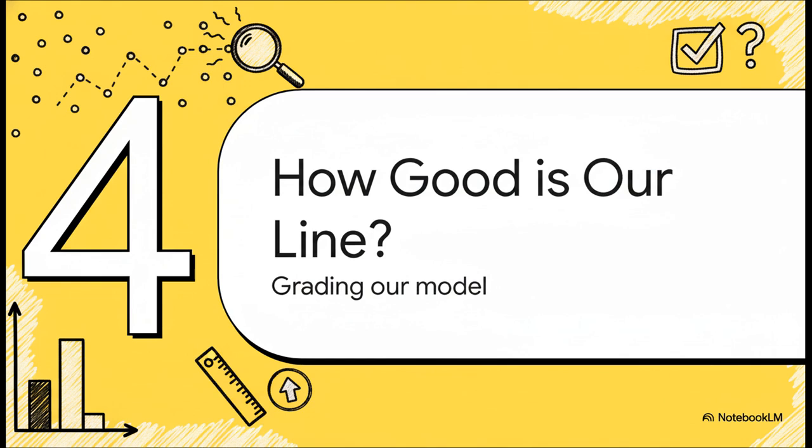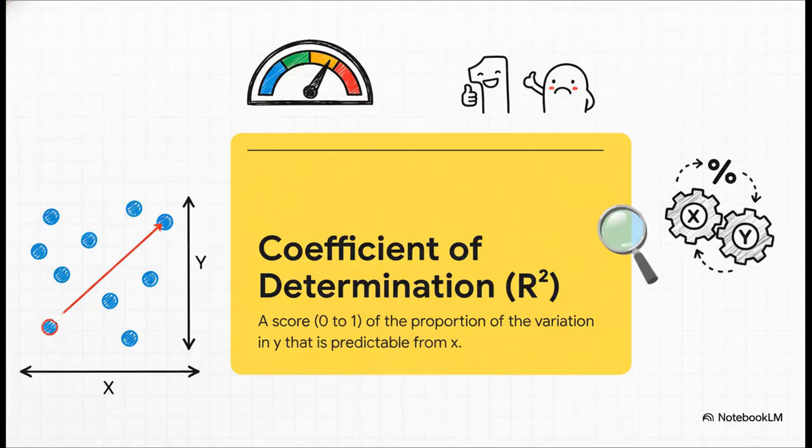But hang on, is it actually any good? Just because it's the best fit doesn't automatically mean it's useful. We need a way to give our model a report card. And that report card is called R-squared. It's this fantastic little number that's super easy to understand. It gives us a score, somewhere between 0 and 1, that tells us what percentage of the story in our y variable can be explained by our x variable.